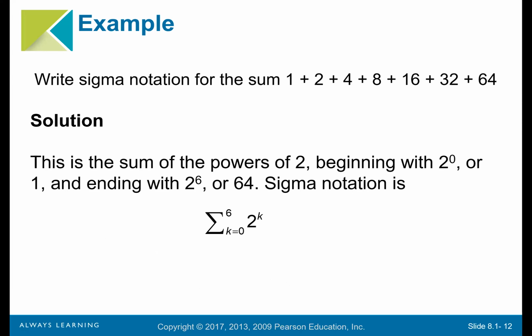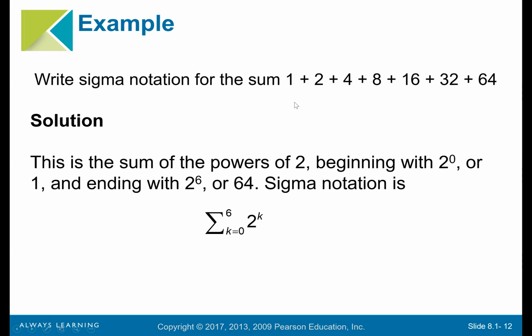If we want to write in sigma notation the sum 1 plus 2 plus 4 plus 8 plus 16 plus 32 plus 64, sometimes you'll see the numbers here and here instead of on top and on bottom. A lot of computer programs find it easier to do the equation this way. I know I could have said from 1 to 7. They chose to use 0 to 6, and you'll see why in a minute. But there are a total of 7 terms.